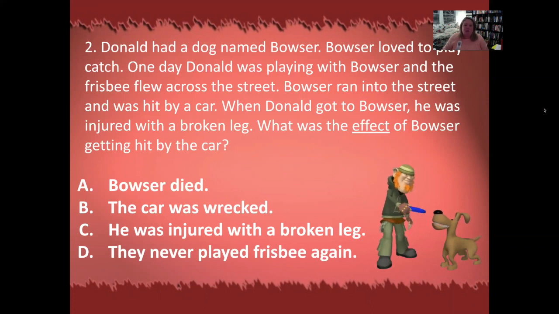One day, Donald was playing with Bowser and the frisbee flew across the street. Bowser ran into the street and was hit by a car. When Donald got to Bowser, he was injured with a broken leg. What was the effect of Bowser getting hit by the car?